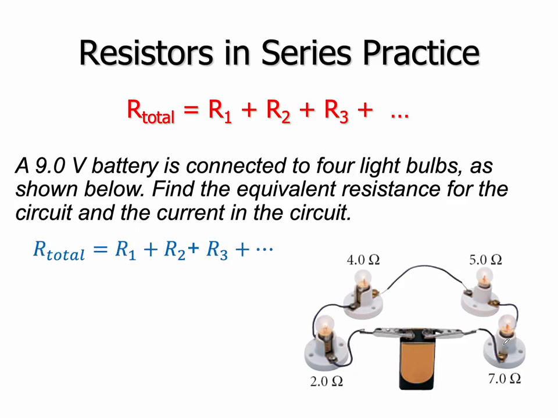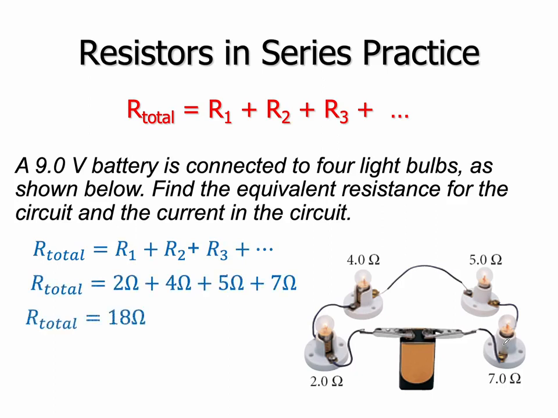Here's the answers. Total resistance is the sum of all of those, in this case all of these. So the total resistance is 18 ohms. Using now Ohm's law, current is equal to voltage over resistance, we can calculate the current in this circuit is 0.5 amps, which means 0.5 amps is leaving the battery, and at every single point in the circuit, each one of these devices has that much current passing through it.